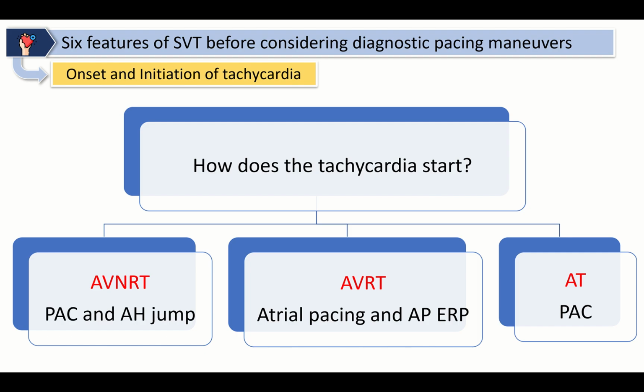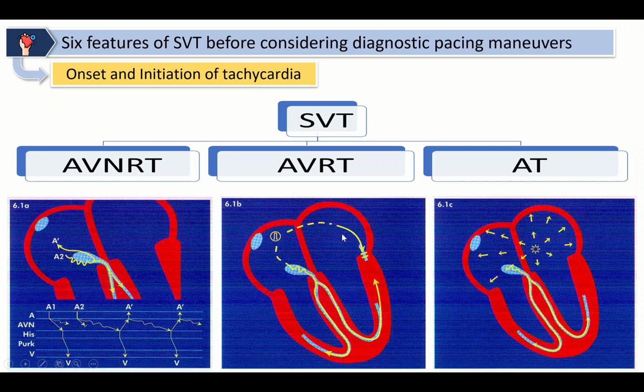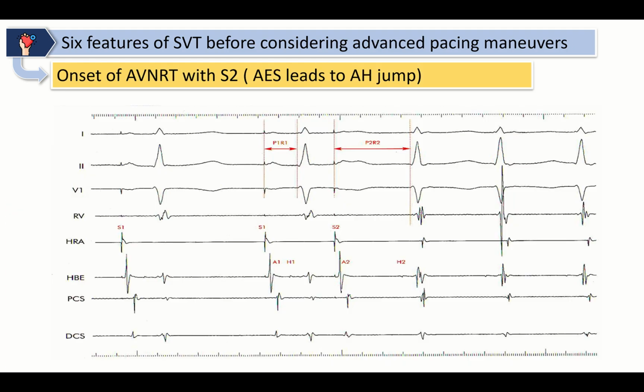What about atrial tachycardia? It starts with a premature atrial complex with different P wave morphology and axis, and the initiation of atrial tachycardia. And we know the concept for everyone: AVNRT goes down slow, retrograde fast. In AVRT, giving an extra stimulus or atrial pacing blocks the accessory pathway, initiating AVRT, antegrade through the AV node, retrograde through the accessory pathway. And in atrial tachycardia, it's a different P wave morphology from a different atrial focus away from the SA node.